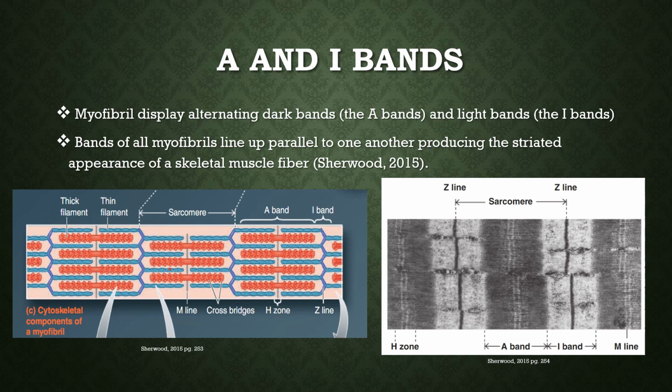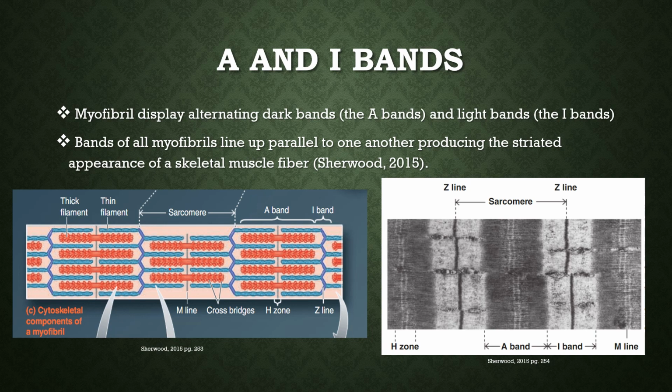Let's talk about the Z-line. So the Z-line is a flat cytoskeletal disc that connects the thin filaments of two adjoining sarcomeres that is visible in the middle of each I band. And on the image here, both images, in the Z-line area, we can see where the sarcomeres are located.